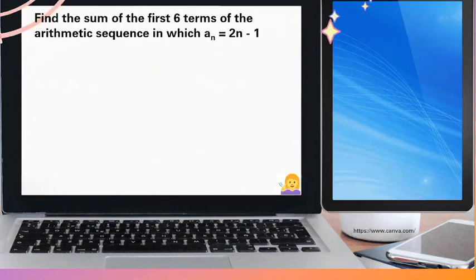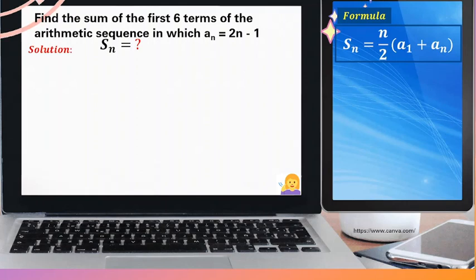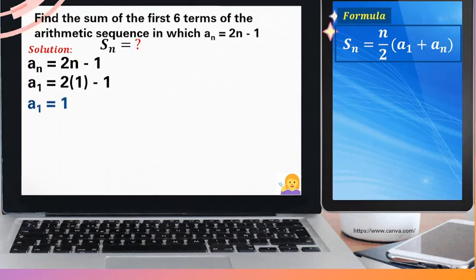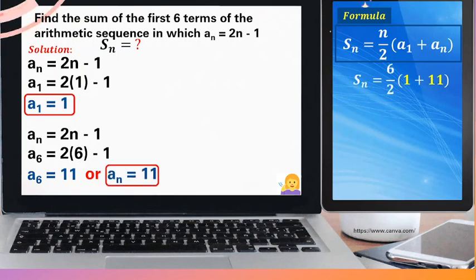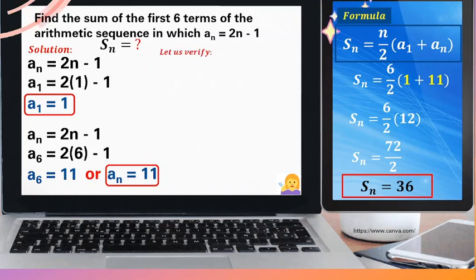Find the sum of the first 6 terms of the arithmetic sequence in which A sub n is equal to 2n minus 1. You simply replace n by 1, so A sub 1 is 1. Then for the 6th term, the last term, A sub 6 is equal to 11, or A sub n is 11. Then plug into the formula for S sub n. So we have 1 plus 11 is 12, 12 times 6 is 72, divided by 2, 36. So the sum of the terms is 36.